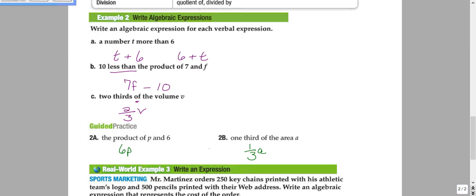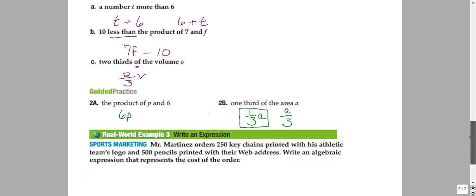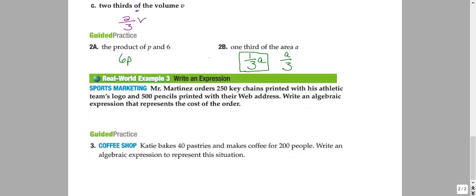2B, it says 1/3 of the area A. Notice that we have that "of" word again. So even though we're using a different word, we're still multiplying. I wrote 1/3 as a fraction of the area A, so I'm multiplying that by A. Another way that you could have written this was A over 3, which means the same thing. I would actually stick with 1/3 A, because when they're dealing with area, it's an easier way to see the relationship between them. All right, moving on to the last example, dealing with real world.